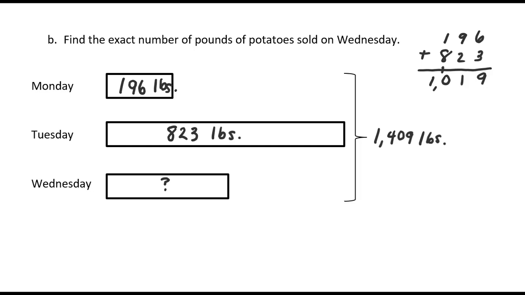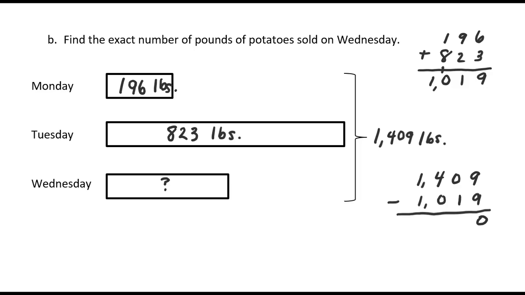We'll subtract that amount from the total that they sold across the 3 days. So we'll start with the total, which was 1,409. From that, we'll subtract 1,019. 9 minus 9 is 0. In the tens place, I need to subtract 1.